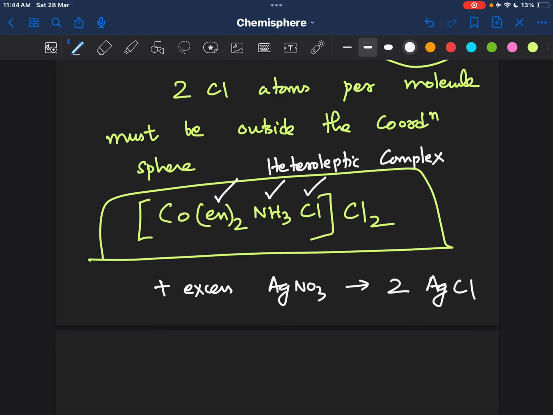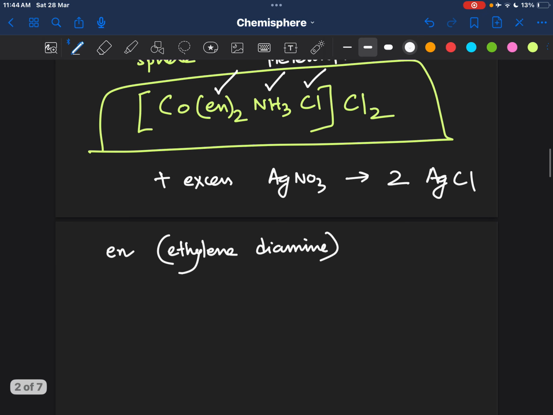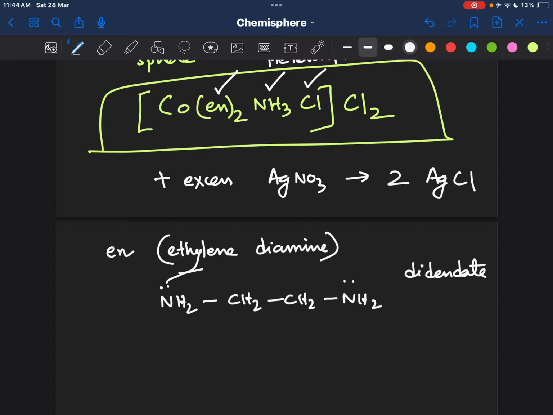Okay, now some information about ethylene diamine, that is En. Its formula is NH2 CH2 CH2 NH2. So it is a didentate ligand, that is, one molecule can donate or form 2 coordination bonds simultaneously at the same time. So therefore it's a didentate ligand.